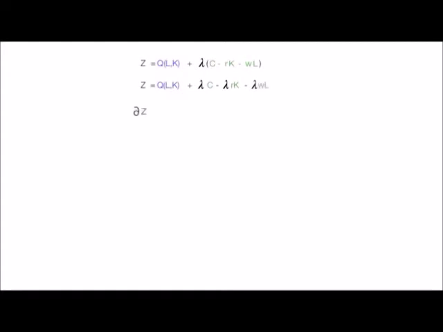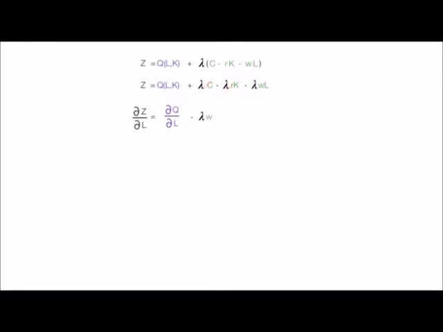So now I'm going to take the partial derivative of Z with respect to L, and this is equal to the first part of this equation. This gives me the partial derivative of Q with respect to L. This means how does quantity change as labor changes? Now I will take the derivative of the second part of the equation. Now that's a constant, because those terms don't contain an L. So I have minus lambda times w.